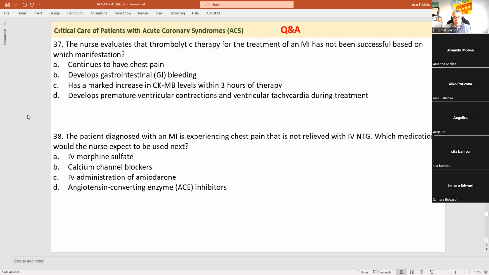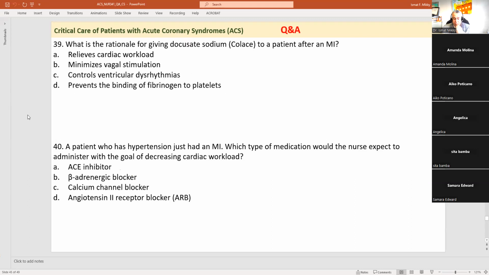oxygen consumption. Once you decrease the workload, you will decrease the cardiac oxygen consumption, which relieves chest pain. It works as a pain relief medication, but it also has some cardiac benefits, and the patient will have a good relief of chest pain from IV morphine sulfate. So the answer should be A, and I encourage you to review IV morphine sulfate and acute MI. 39.